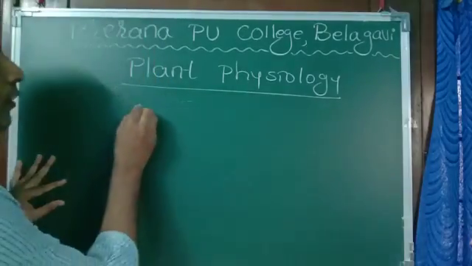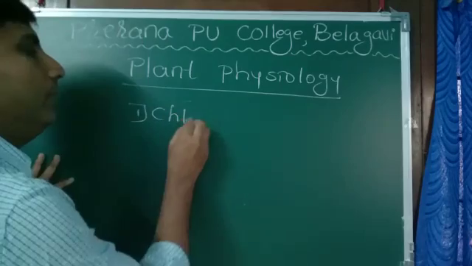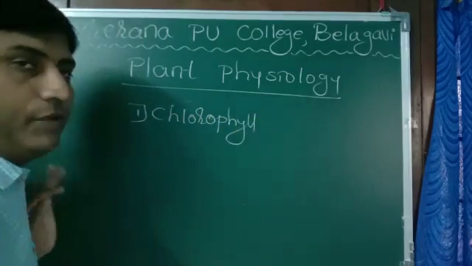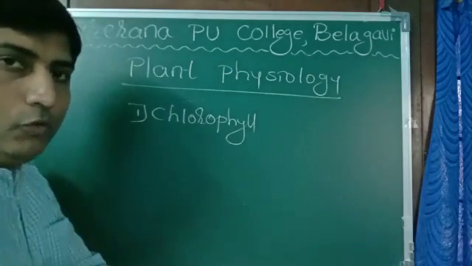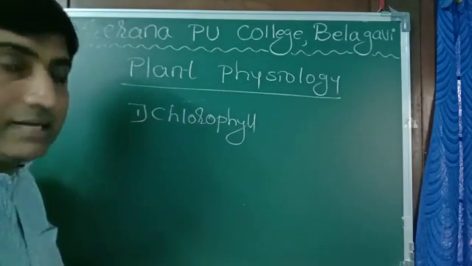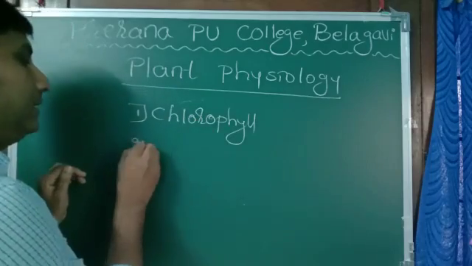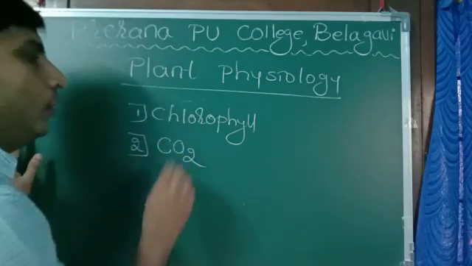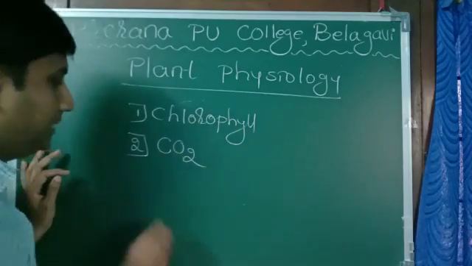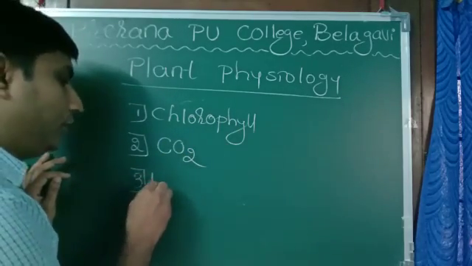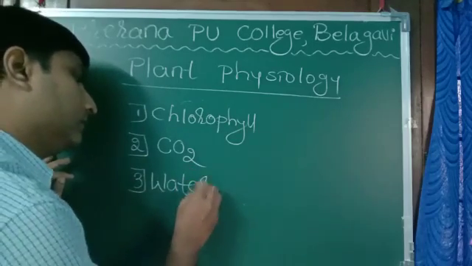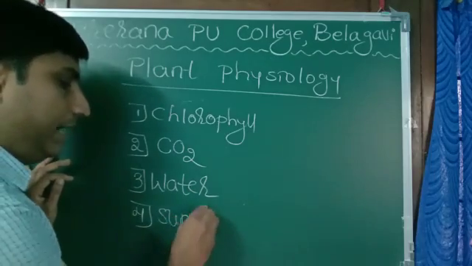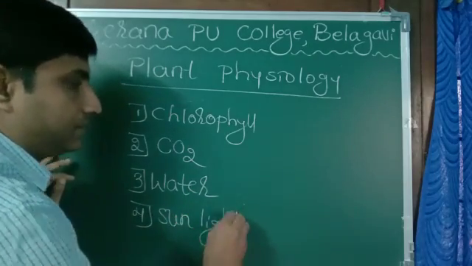The things required for photosynthesis, one is chlorophyll pigment. The function of the chlorophyll pigment is to capture the sunlight. Second one, they need carbon dioxide. Very important raw material in photosynthesis. And third one, water. And fourth one, sunlight. Without sunlight, photosynthesis cannot take place.